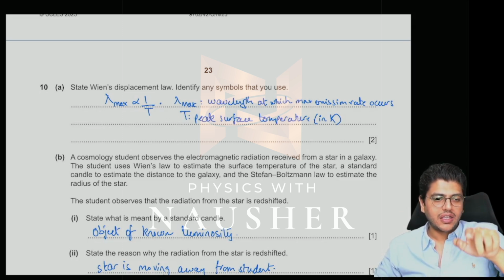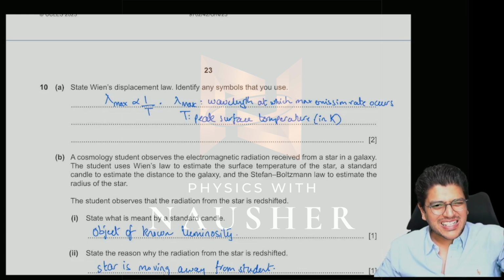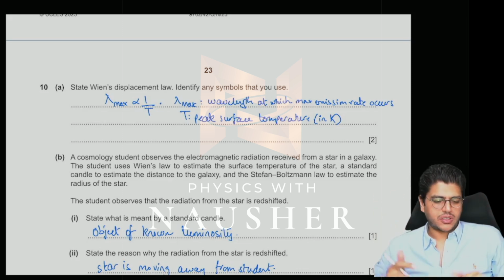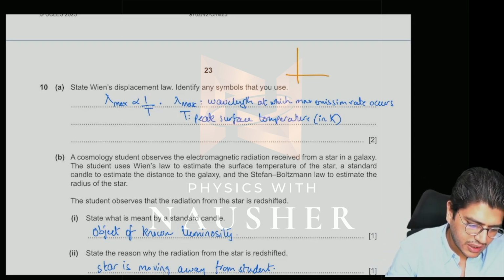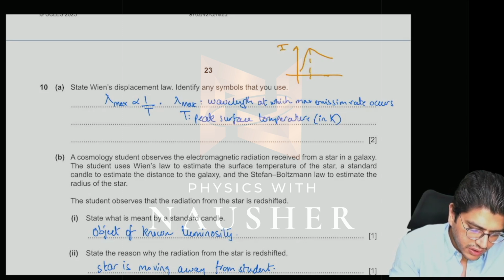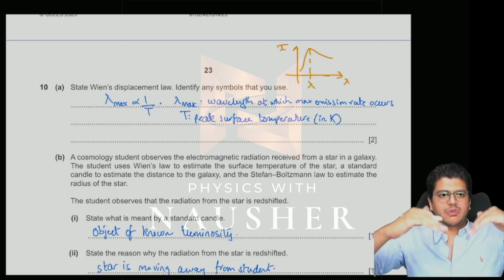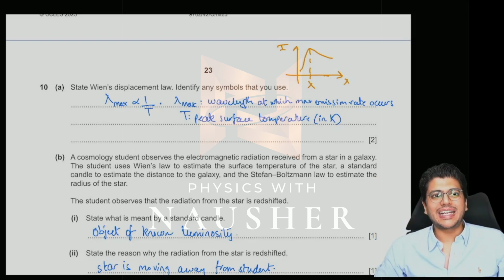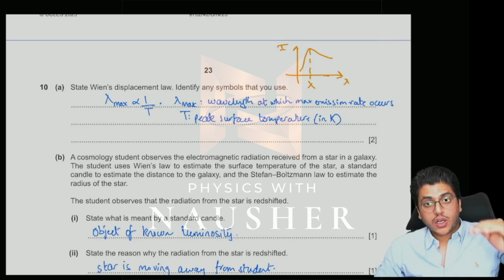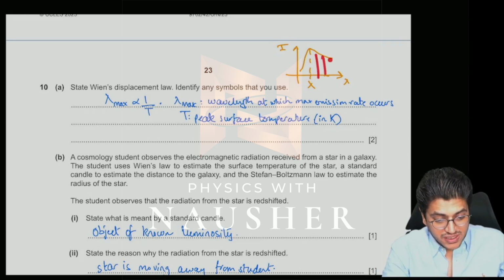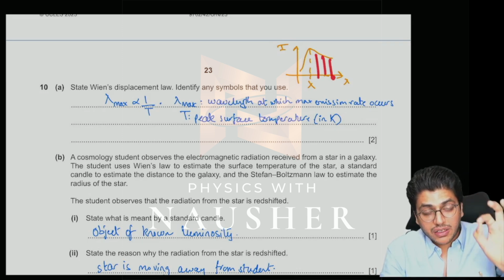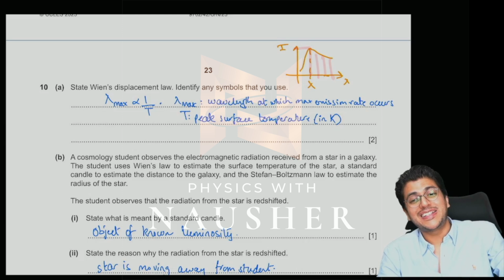Dominant wavelength is the wavelength which has maximum emission rate from that star. It's like a Boltzmann distribution curve, but slightly different. So if you have intensity over here and wavelength over here, this is that maximum wavelength which has maximum emission rate. Lambda max is not the maximum wavelength. There are more wavelengths being emitted, but this is that wavelength which has maximum intensity.